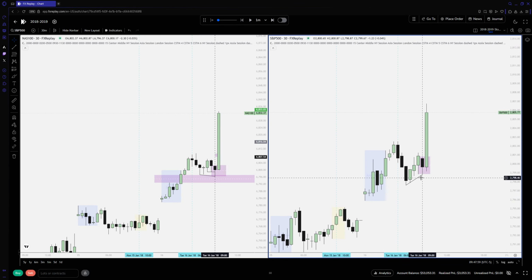Mind you, this fractal model is also set with an SMT, yes. And I think the biggest thing is that we have an SMT here and we had a definitive C2 closure back within this candle here.